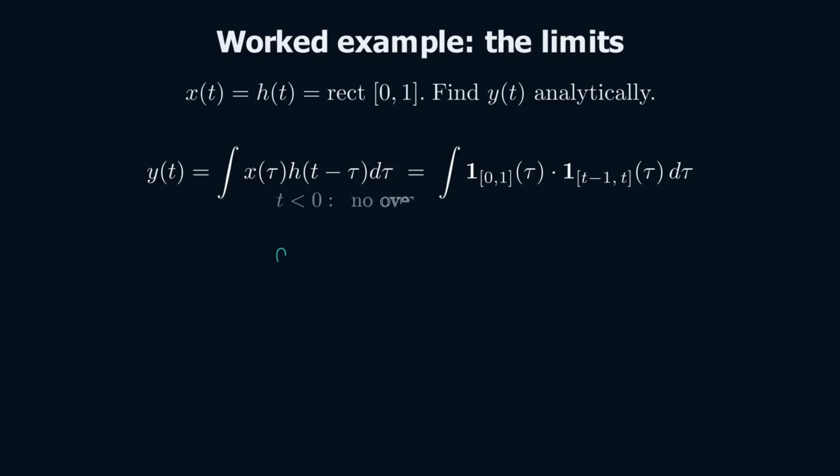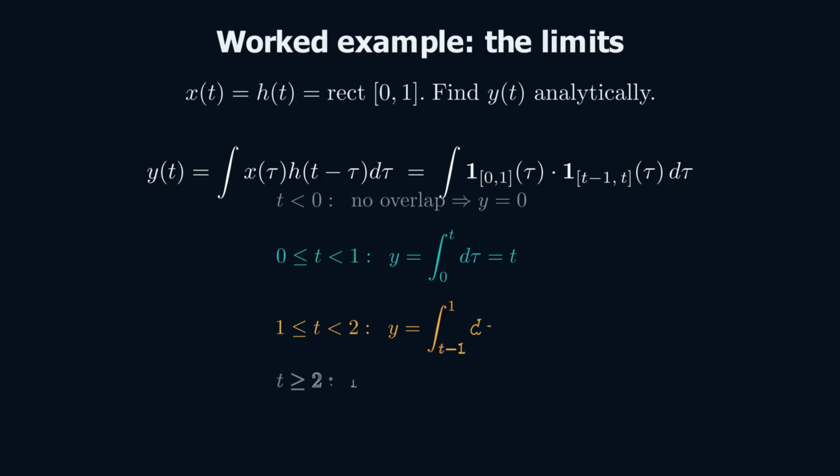Case 1, for negative t the windows miss entirely, output 0. Case 2, entering. The overlap runs from 0 up to t, so the integral is just t, the rising edge. Case 3, leaving. The overlap runs from t-1 up to 1, giving 2 minus t, the falling edge. Case 4, past t equals 2, gone. 0. And verify before moving on.